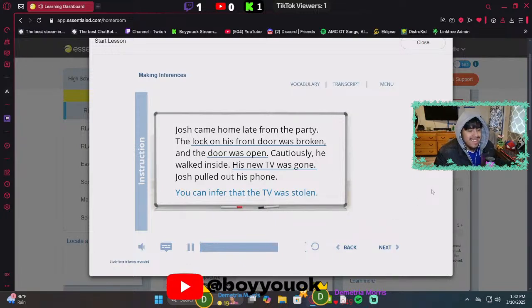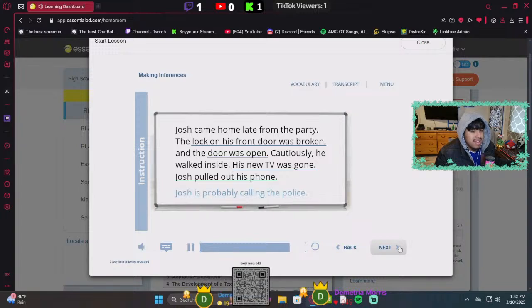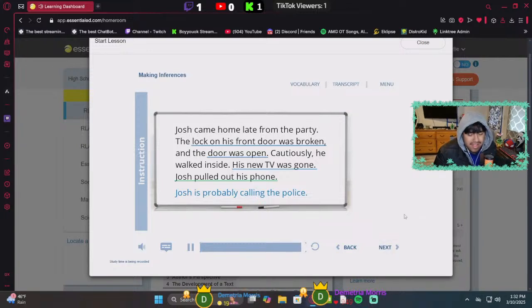There's more though. Josh pulled out his phone. Why? What's the cause? Well, if his TV is stolen, he's probably calling the police. It doesn't say that Josh pulled out his phone because his TV was gone, but you can infer the relationship. You need to decide the logical relationship.